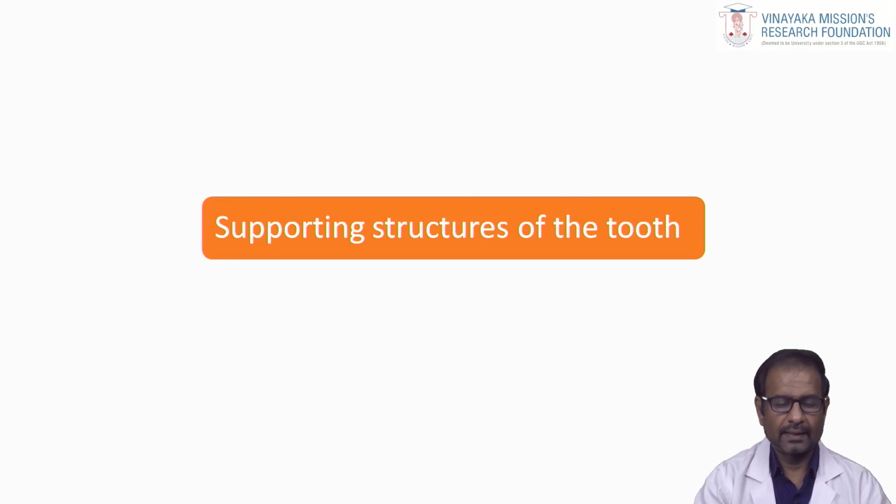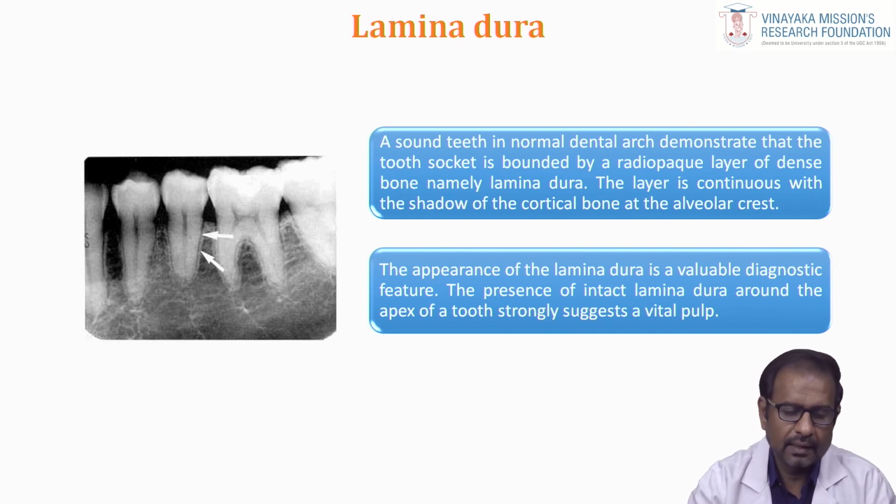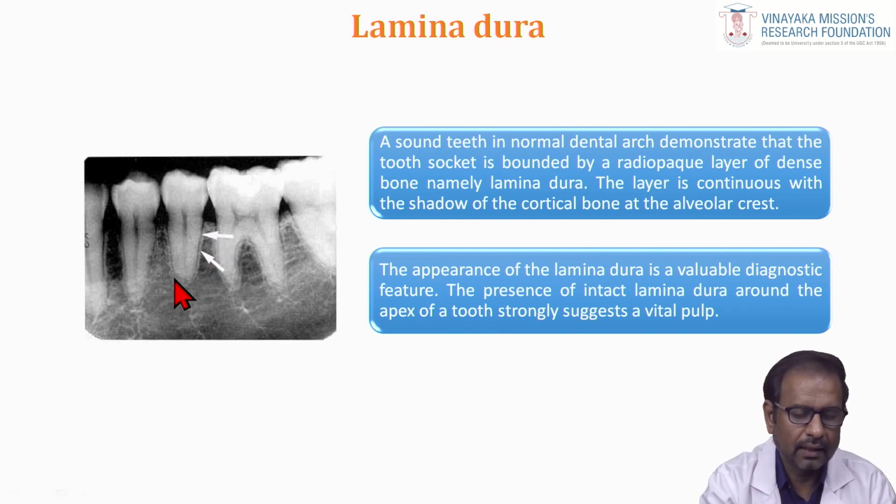The next subheading is the supporting structure of the tooth, and how it appears radiographically. The first one is the lamina dura. In a sound tooth in a normal dental arch, the tooth socket is bounded by a radiopaque layer of dense bone, namely the lamina dura. This layer is continuous with the shadow of the cortical bone, or the alveolar bone crest. Immediately adjacent to the tooth surface, at the arrow mark, there is a thick radiopaque border around the tooth structure. That is called the lamina dura, the radiopaque area.